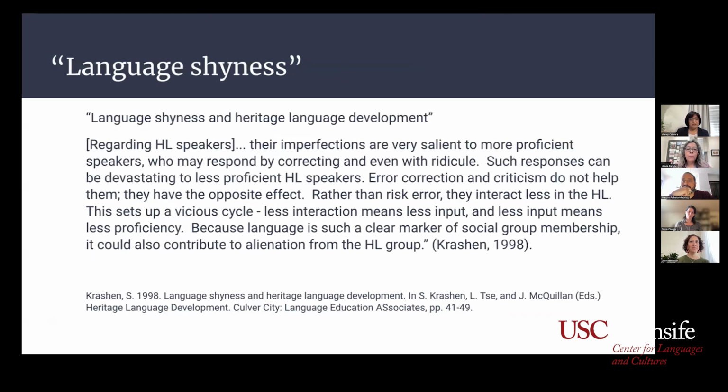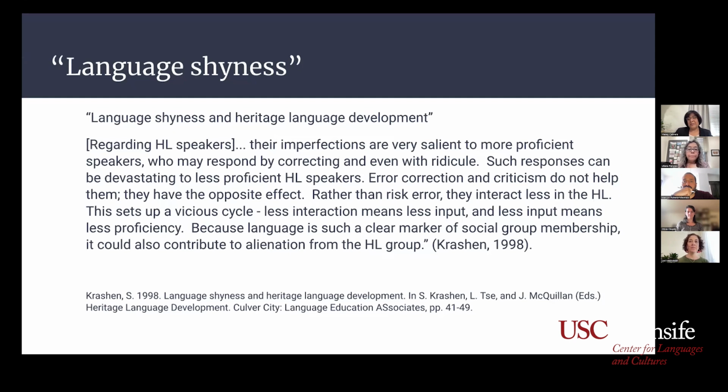To this point, Krashen discussed the impact of having received constant negative feedback when he talks about language shyness in heritage language development in the following way. Regarding heritage language speakers, he says that their imperfections are very salient to more proficient speakers who may respond by correcting and even with ridicule. Such responses can be devastating to less proficient heritage language speakers.